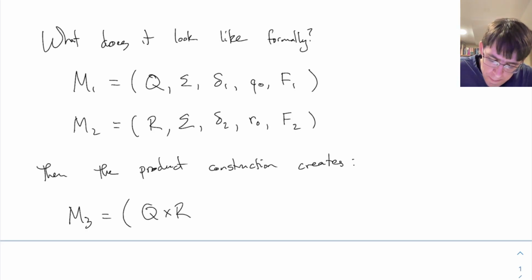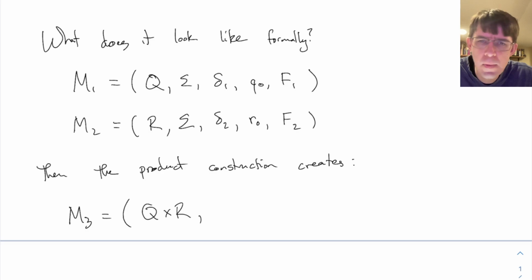Okay, what about the alphabet in the new machine? Anybody want to shout it out? How do you get the alphabet of the new machine versus the alphabet of the two machines we started with? You just have to think, is the alphabet made up of pairs? Or is it the same alphabet or what?